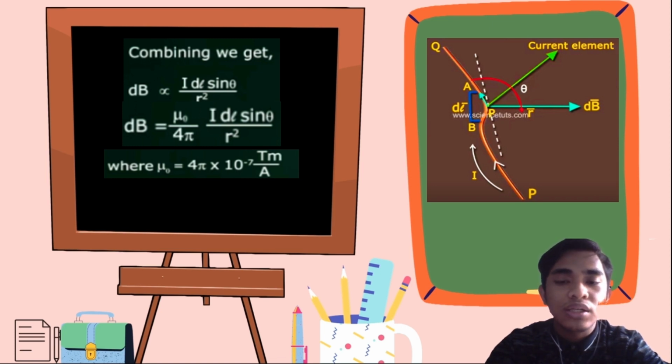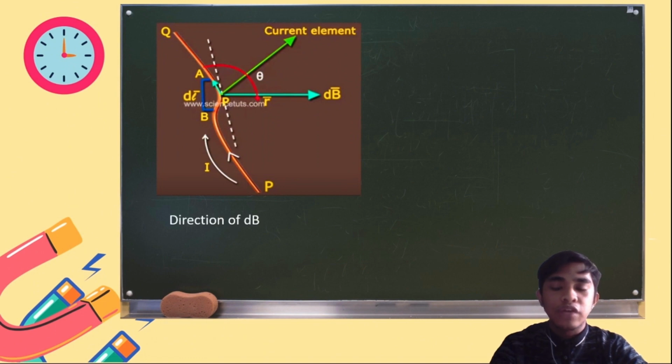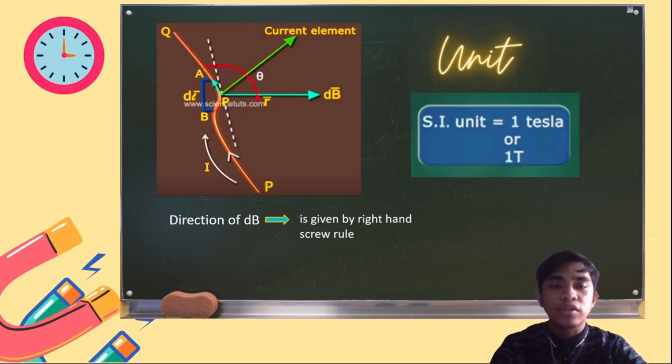And lastly, in the vector form, dB bar is equal to mu naught I dl cross r bar divided by 4 pi r cube. And furthermore, everyone must know that the direction of dB is given by the right hand rule. And lastly, the unit of the equation of Biot-Savart's law is 1 Tesla or 1 T.